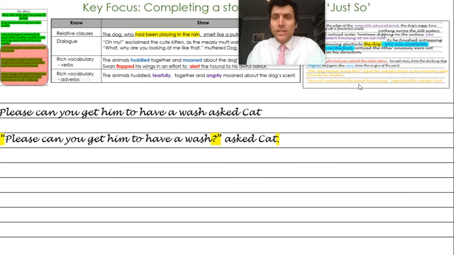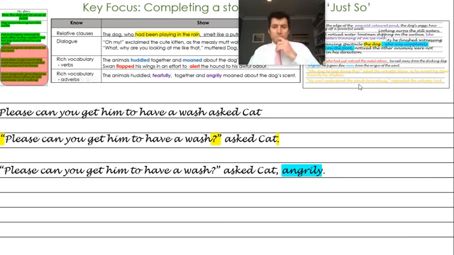Asked cat. It's a bit better. It's not brilliant, but it's a bit better. Okay, now I'm telling you how he's doing it. I'm thinking of that rich vocabulary. I'm including an adverb. Please, can you get him to have a wash? Asked cat angrily. Okay, so now we go, please, can you get him to have a wash? It's really not a pleasant request. It's an ask with anger attached to it. So that adverb's changed the speech verb a little bit. The manner of the voice, maybe even the physical way that somebody's looking at somebody's changed.